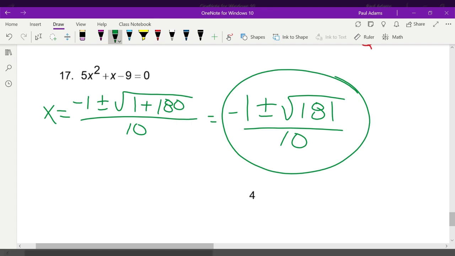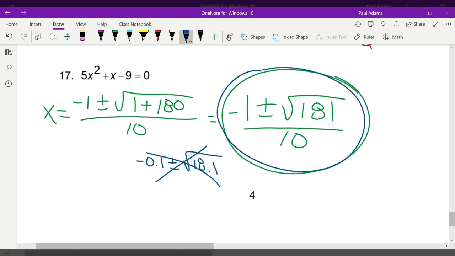Now, I think some students actually tried to divide this, and I definitely would not do that. I would just leave it alone. But some of you tried to, and you ended up with negative 0.1 plus or minus the square root of 18.1, which is not correct because the square root of 181 divided by 10 is not the square root of 18.1. You can do the front part, negative 1 divided by 10 to get negative 0.1, but not the secondary part. So I would just leave it like this.